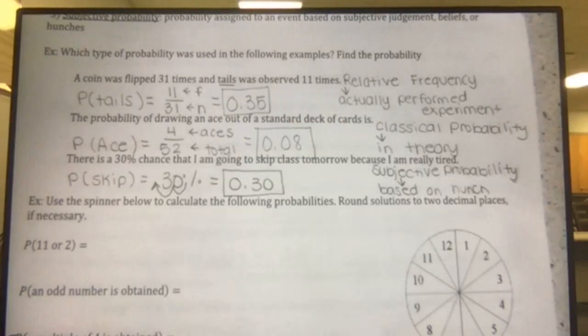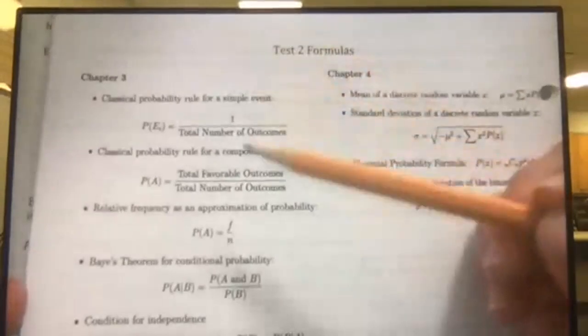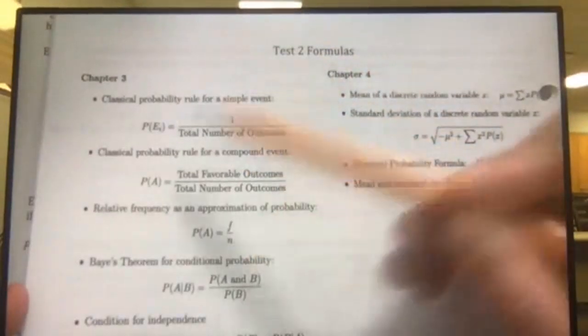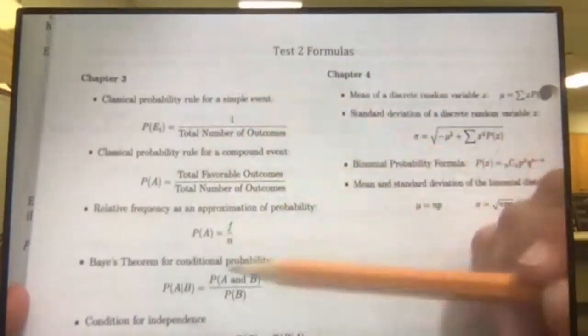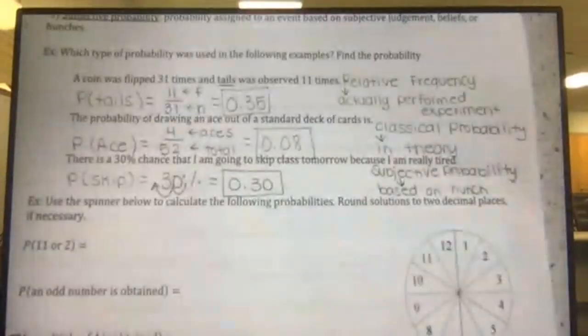By the way, just to mention, Ryan, I see, but just to mention on your formula sheet, which is on the back of the notes packet, it has classical probability and relative probability, and it tells you the formulas for those. So just letting you know. Ryan, did you have a question?